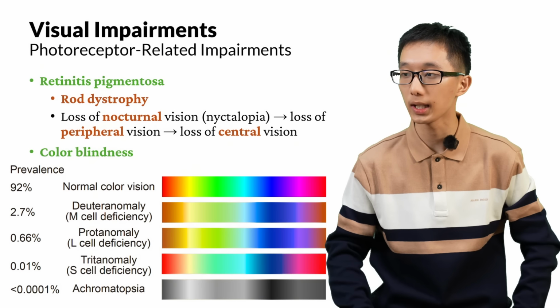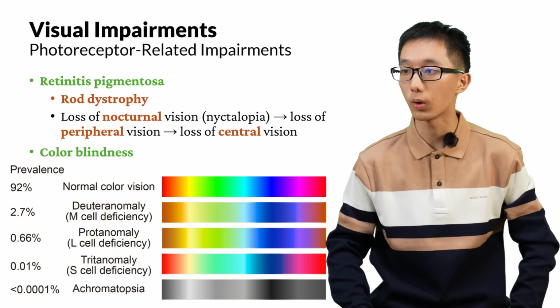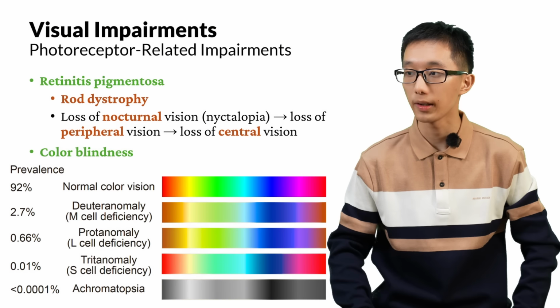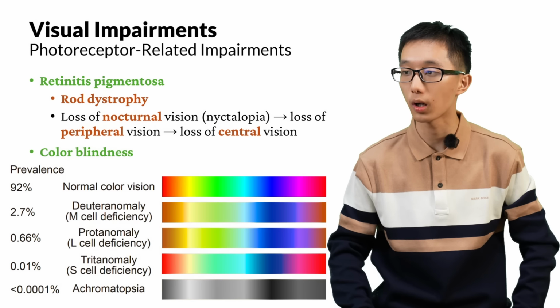Deuteranomaly and protanomaly are both cases of red-green color blindness. In fact, the genes that code for M cells and L cells are very, very close in evolutionary relationship. They are also very, very close on the chromosome. In fact, both are on the X chromosome.